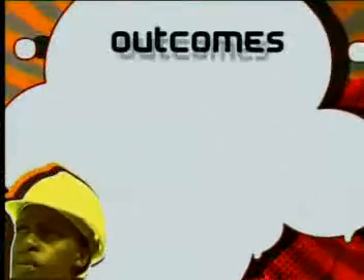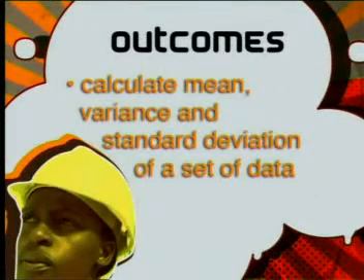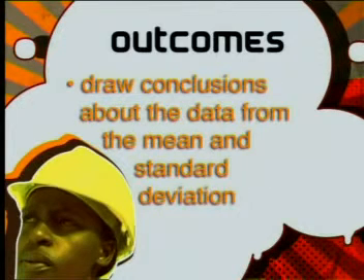In this lesson, we'll show you how to work with other measures of dispersion, which use the mean as the average of the data. We call them variance and standard deviation. By the end of this lesson, you should be able to calculate mean, variance, and standard deviation of a set of data and draw conclusions about the data from the mean and the standard deviation.